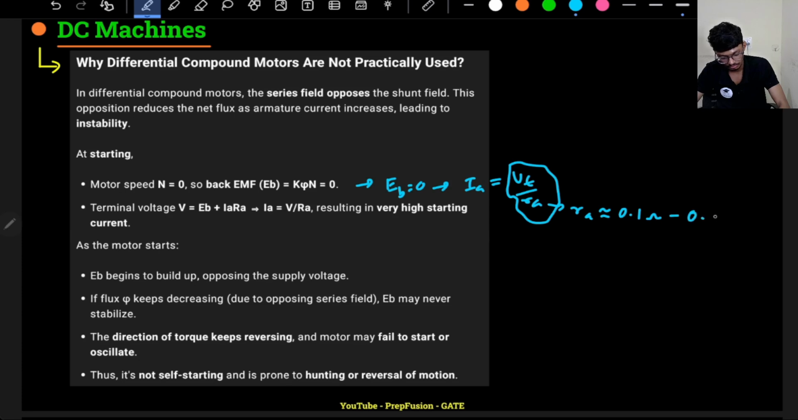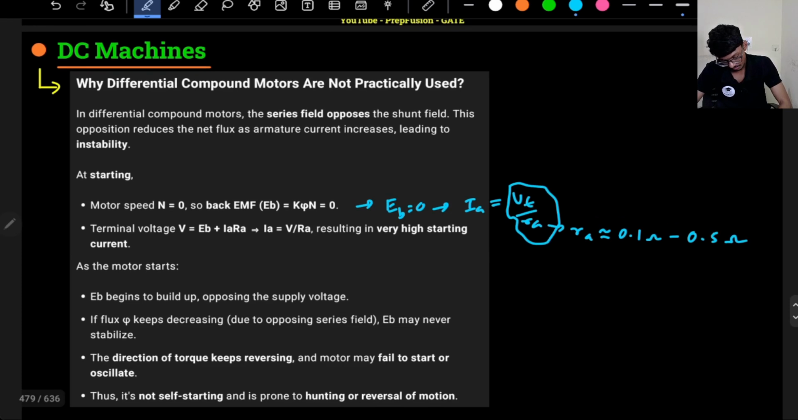to 0.5 ohms. Okay. Now, IA will be very high. If IA is very high, IF also will be very high, that is, I series will be very high. If I series is very high, then the flux will reduce. So basically, the speed will go very high.